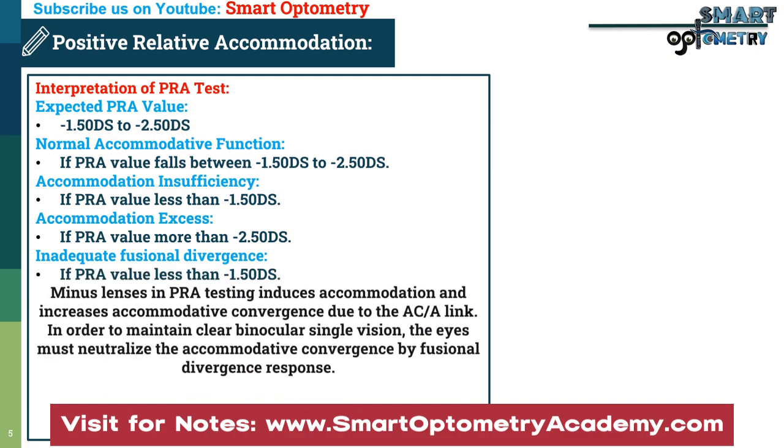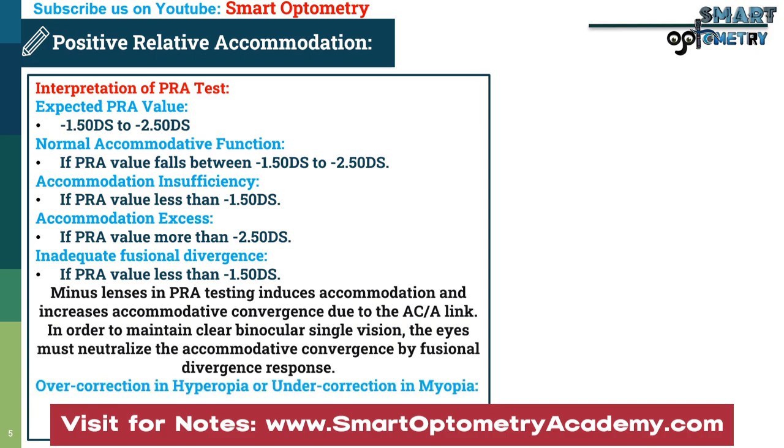Because minus lenses in positive relative accommodation testing induce accommodation and increase accommodative convergence due to the AC/A link. In order to maintain clear binocular single vision, the eyes must neutralize the accommodative convergence by a functional divergence response. Inadequate functional divergence can therefore limit the endpoint of positive relative accommodation measurement.